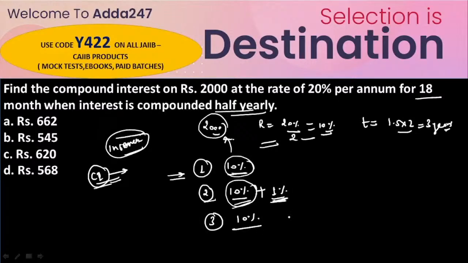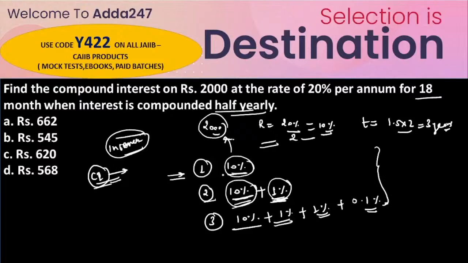Fine. For the third year this 10% will be the same, and now this 10% plus 1% will be the same. Now again 10% will apply on this 10%, so that will be equal to 1%. And again 10% will apply on this 1%, so that will be equal to 0.1%. Now just add all these percentages: 10, 10, 10 that will be 30, this 1 that will be 33, and the total interest that will be applicable is 33.1%.